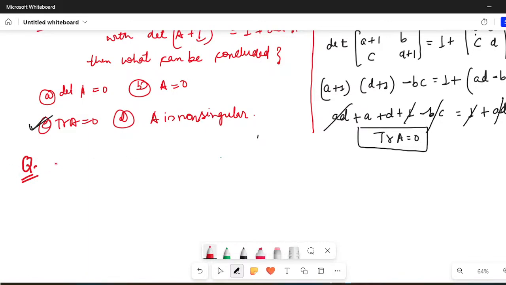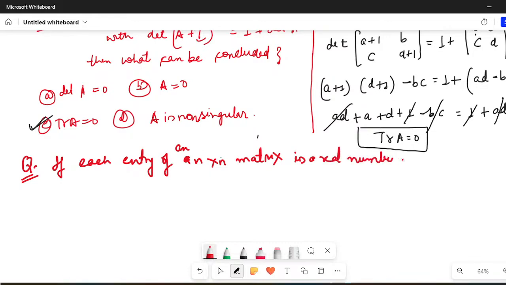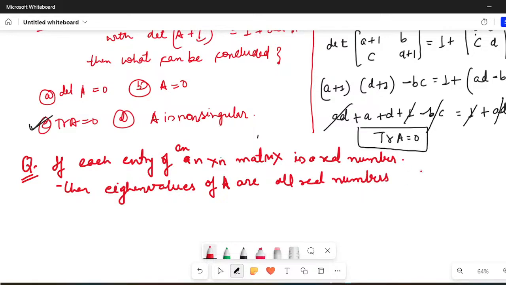Okay, now just give me an answer to this question. If each entry of an n cross n matrix is a real number, then the eigenvalues of A are all real numbers. True or false? Just let me know, true or false.